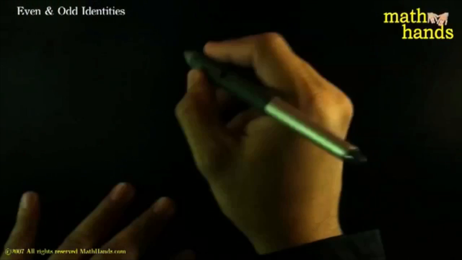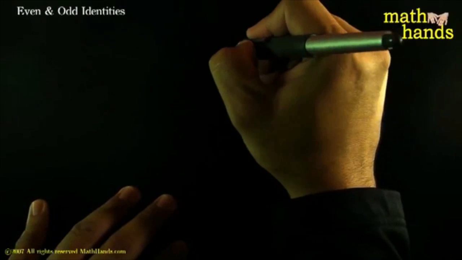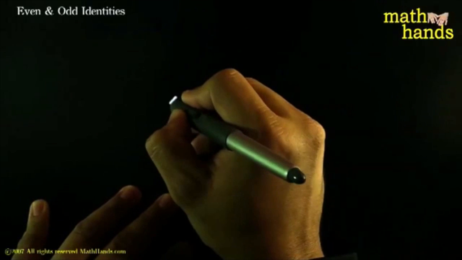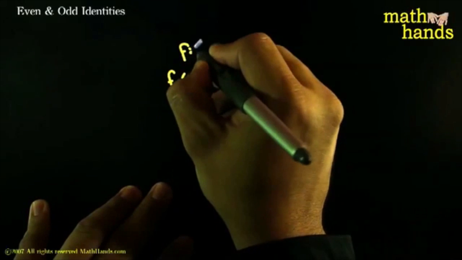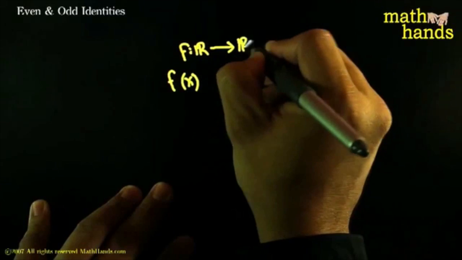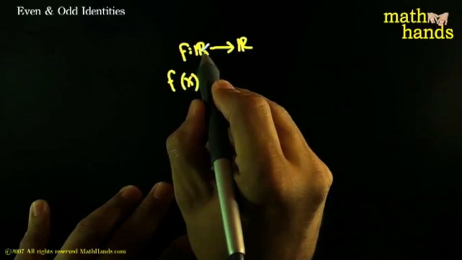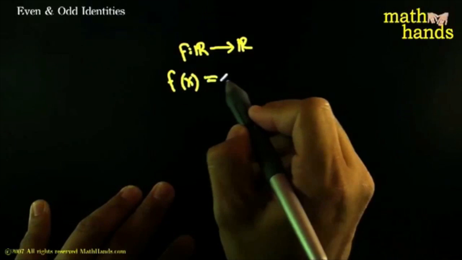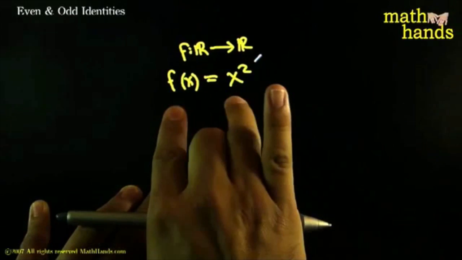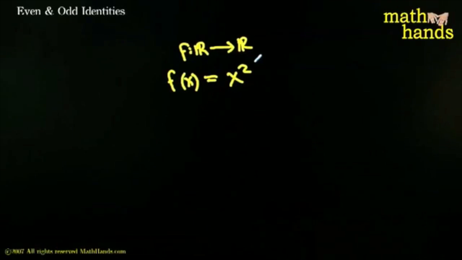Well, here's what it means. If you take a function, say f of x, where f takes on real values and gives you real values, this means the domain is reals and the codomain, or the range, is reals. Suppose you have f of x equals x squared. This is sort of a famous one. I'm sure you've seen it before.